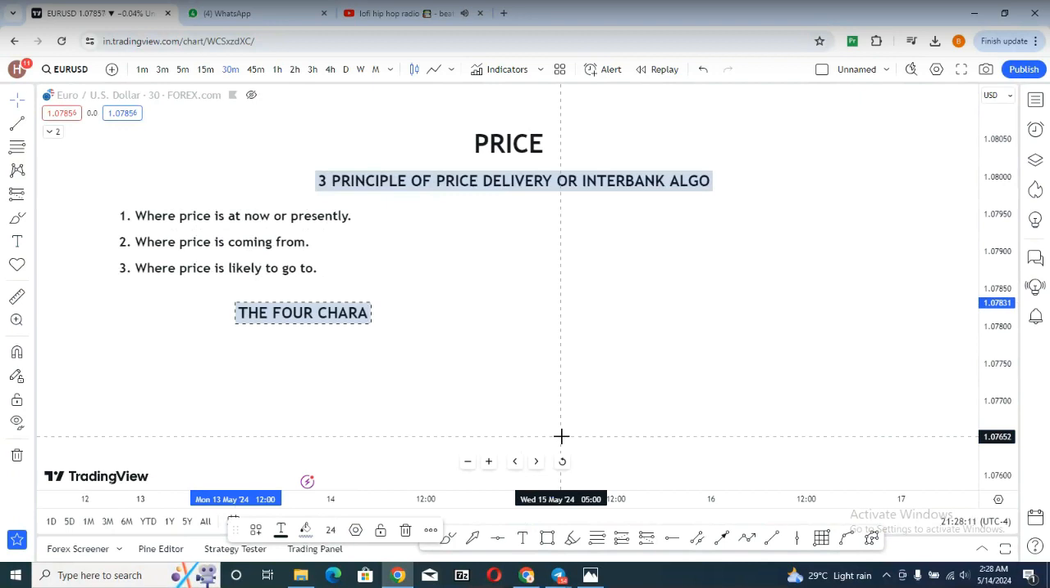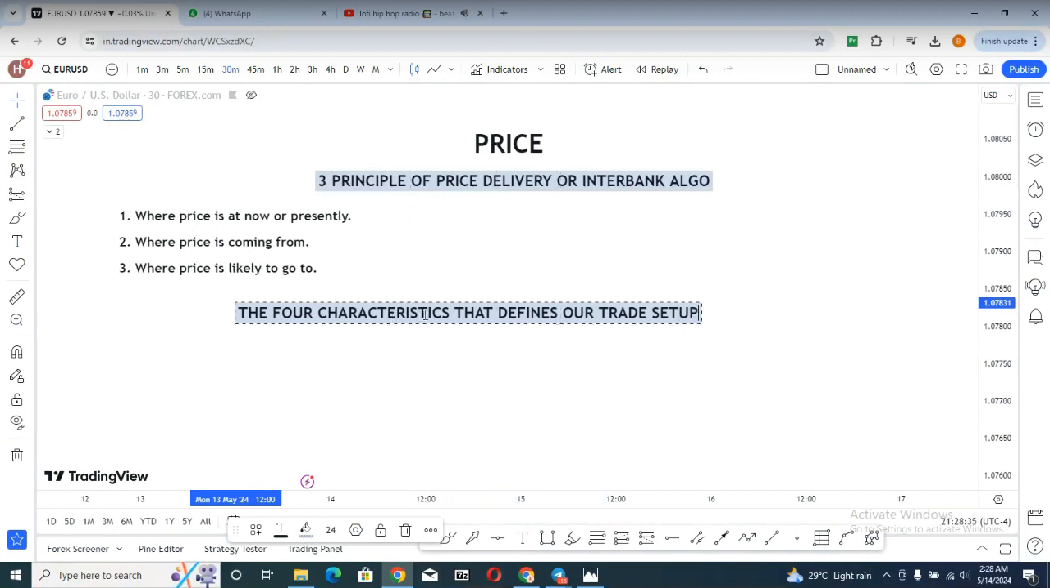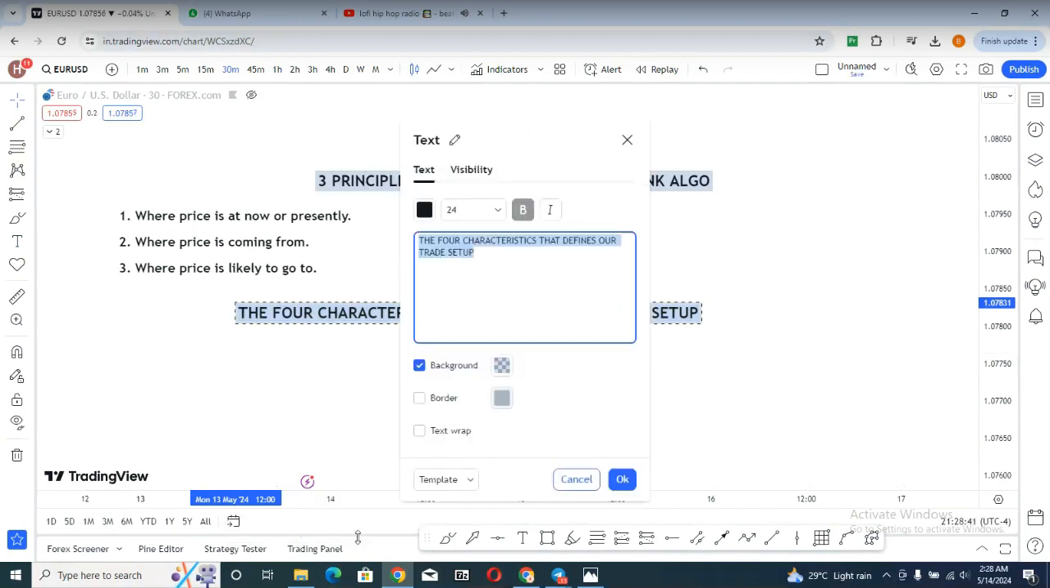The four characteristics that define our trade setup. So I'll be talking about the four characteristics that define our trade setup.